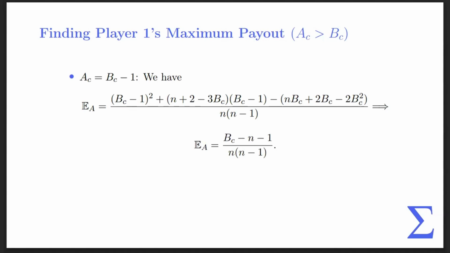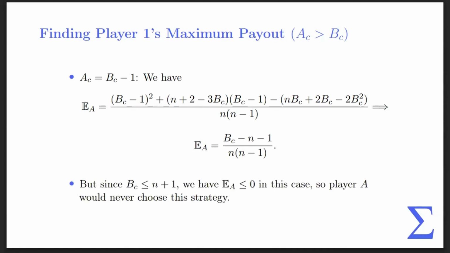But you'll notice that since player B's cutoff is less than or equal to n plus 1, player A's expected payout is always less than or equal to 0 in this case. So there's really no reason for player A to ever think about using this strategy, as they can get at least as good just copying player B's strategy. So yeah.